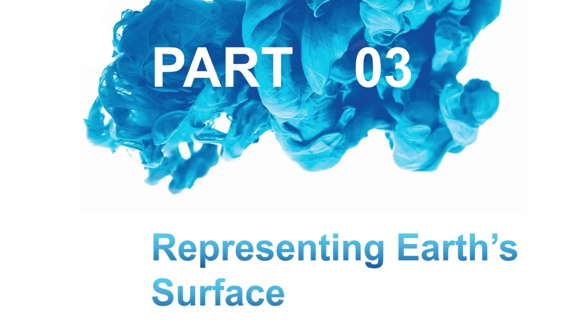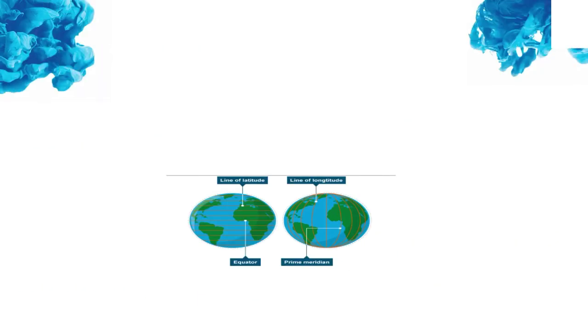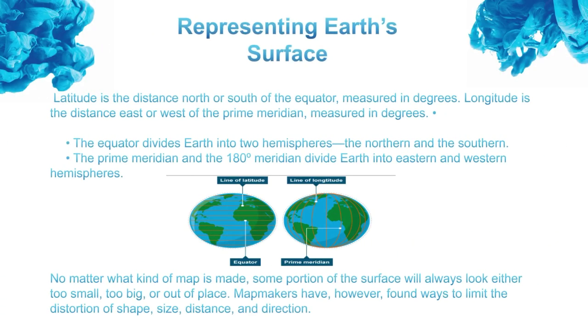The last part of my report is part 3, representing Earth's surface. On the picture that I posted below, you can see the line of latitude, the equator, the line of longitude, and the prime meridian. So now let's read the definitions. Latitude is the distance north or south of the equator measured in degrees. Longitude is the distance east or west of the prime meridian measured in degrees.